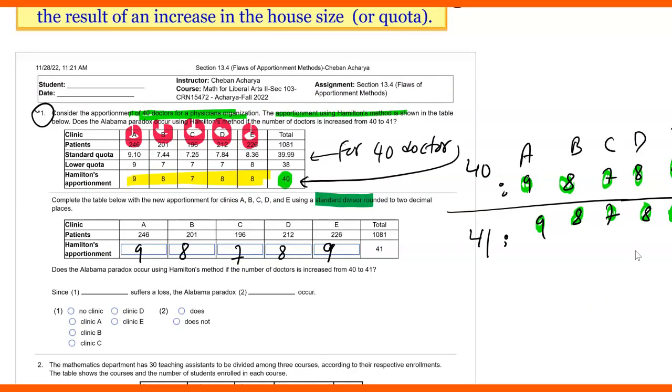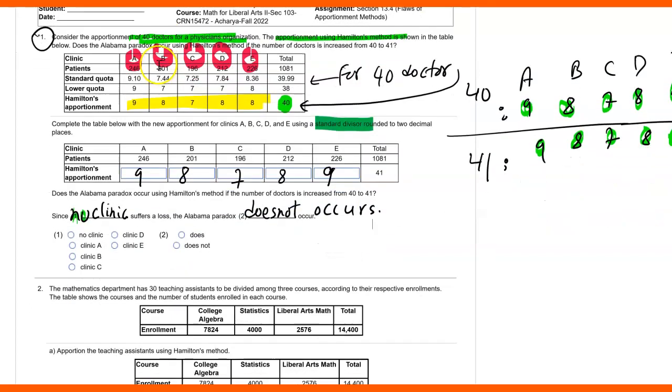Alabama paradox. And how do you answer the question? Since no clinic suffers a loss, the Alabama paradox does not occur. Okay, that's the answer. Okay, let's do question number 2.